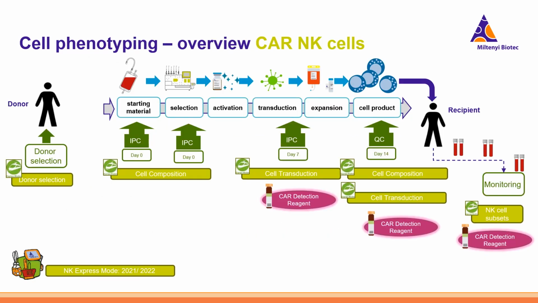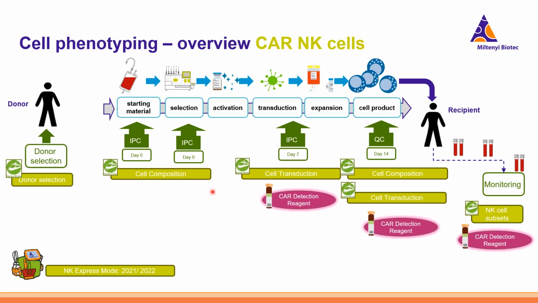Here is an overview of our analytic strategy. For the donor selection, we have antibody panels to look at the KIR expression profile of the natural killer cells, also available with the corresponding Express modes. Then for the in-process control and quality control for the manufacturing of the CAR-NK cells, we have the IPCs on day 0 on the starting material, as well as after the selection of the natural killer cells. Then there's one in-process control on day 7 to look at the transduction status of the cells already. And then the quality control will be done on the cell product.